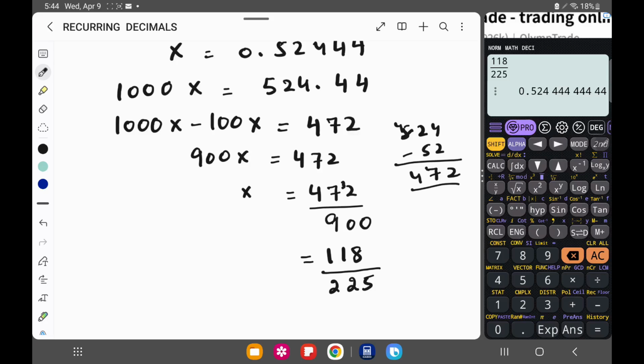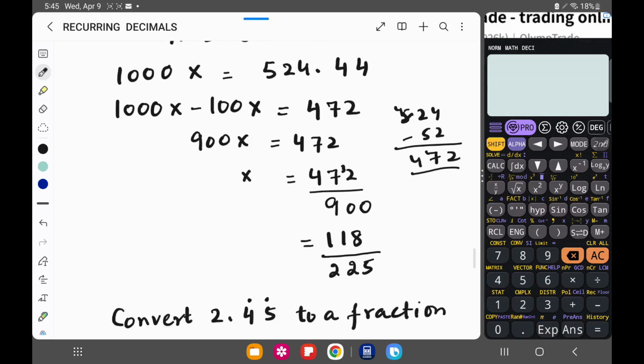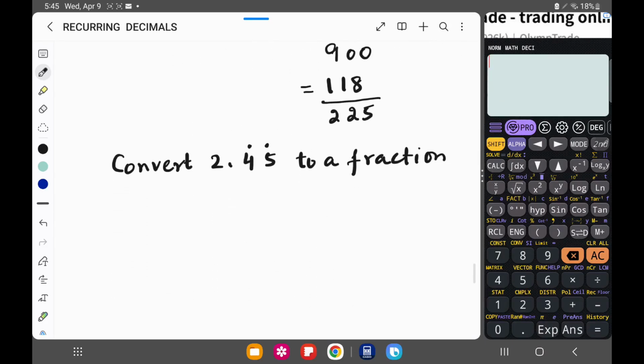So we tried one digit, two digits, and three digits not repeating. Now try if a whole number is also there. For such a question, what do we do? Convert 2.45, where a whole number is also there. We can write 2 whole and 0.45. We know that 0.45 becomes 45 over 99, so we write 2 whole 45 over 99.